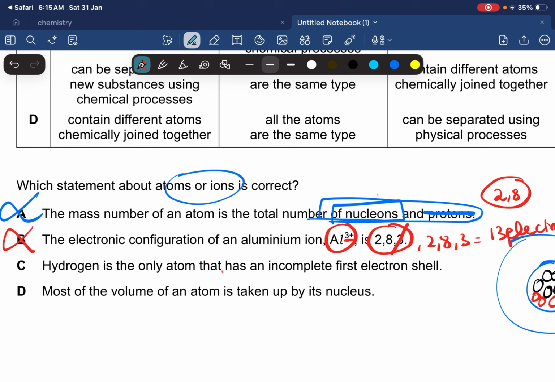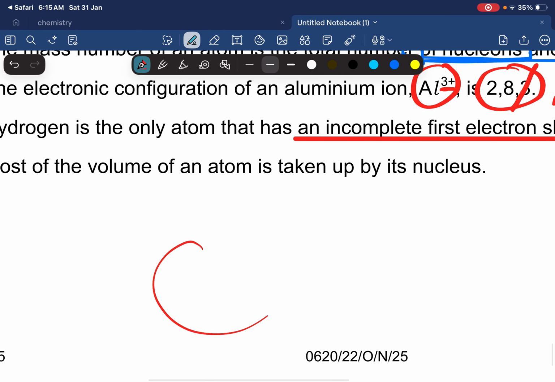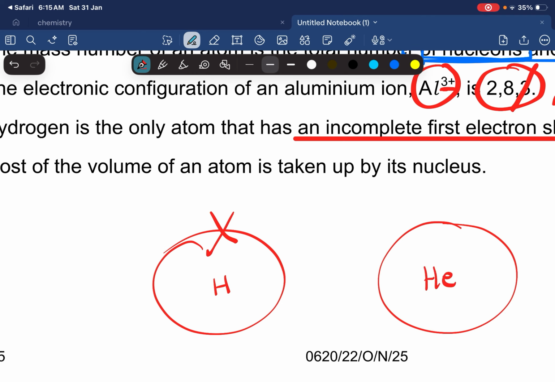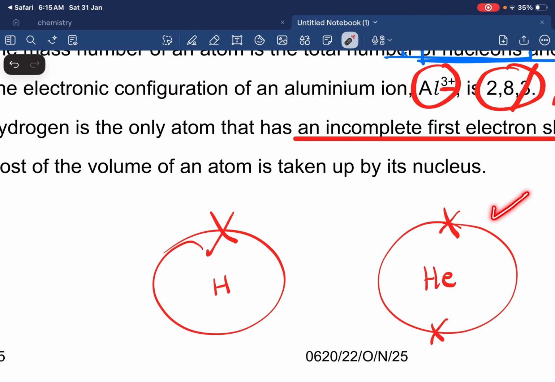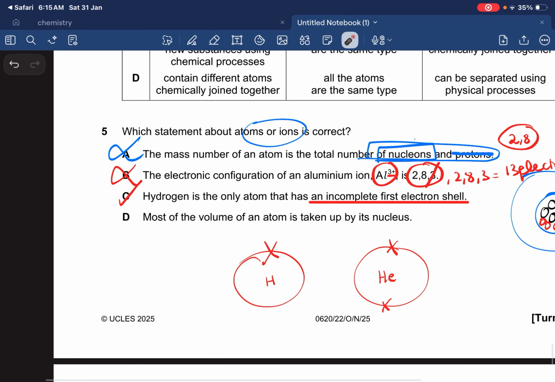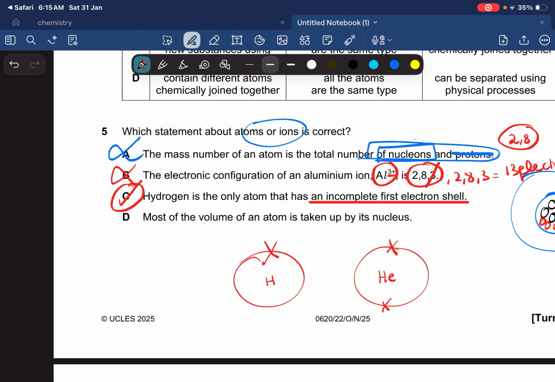Hydrogen is the only atom that has an incomplete first shell. That's correct. Why is that correct? Because look, this is hydrogen and it only has 1 electron right here. And this is helium. These are the only 2 atoms that have 1 shell only. And helium has 2 electrons. So helium has a full first shell. But hydrogen is the only atom in the periodic table which has an incomplete first shell. So it's got to be option C. Okay, option D says most of the volume of an atom is taken up by its nucleus.